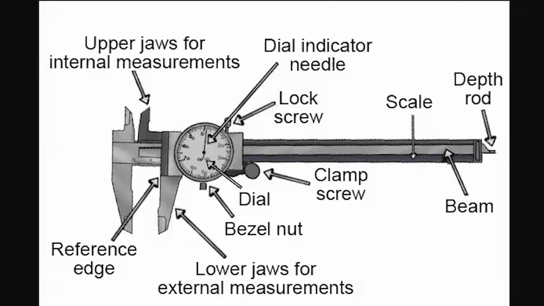A few things to point out in this picture. The blades are where you measure on dial calipers. They have a cut along the reference edge on both sides. This allows you to measure over small burrs and uneven surfaces, but this is not a measuring surface.